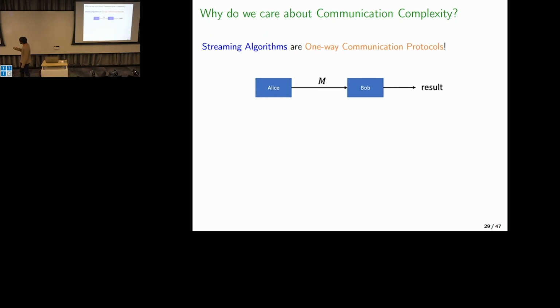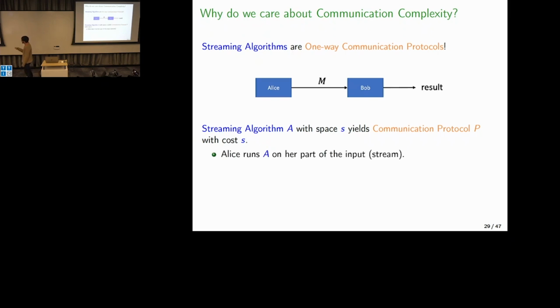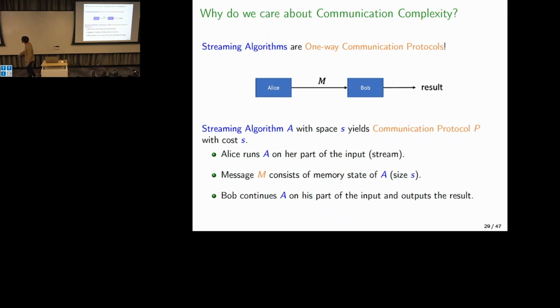So Alice sends a message to Bob, and Bob looks at the message and outputs the answer. Let's say there is a streaming algorithm A for this problem with space S. I will give you a communication protocol with cost S. What Alice does is run A on her input, and the way she does it is by arranging her input into a stream. Then this is the crucial step: she sends the message M to Bob, which is the memory state of the algorithm A. Since A had size S, the communication cost will be S as well. Then Bob continues running the algorithm and outputs whatever the algorithm says.